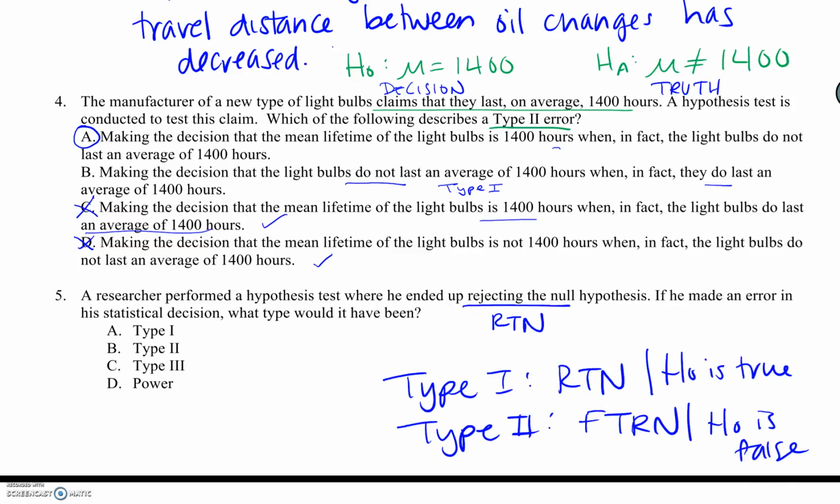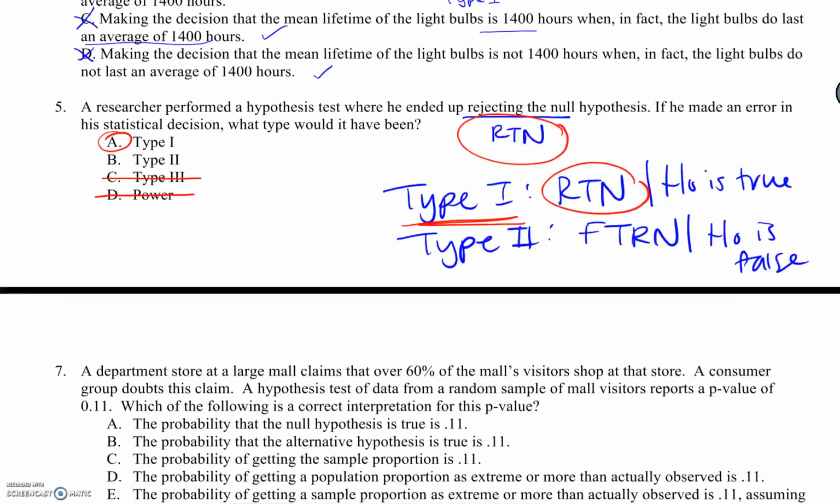Right, we don't want to reject the null if it's actually true, and we don't want to fail to reject the null when it's actually false. But I was not even paying attention to that, because the only thing that matters for us here is since he rejected the null, there's only one type of error we could be dealing with, type 1. Rejecting the null is also associated with power, but power is not an error, and type 3 is a made-up thing, just so I had 4 answer choices.